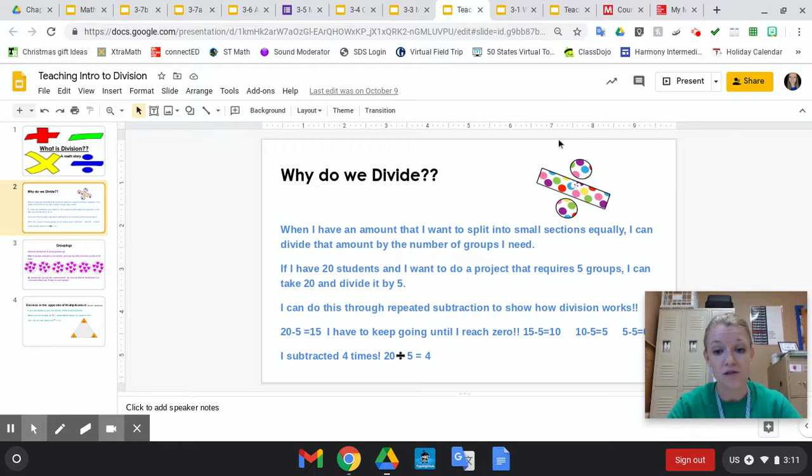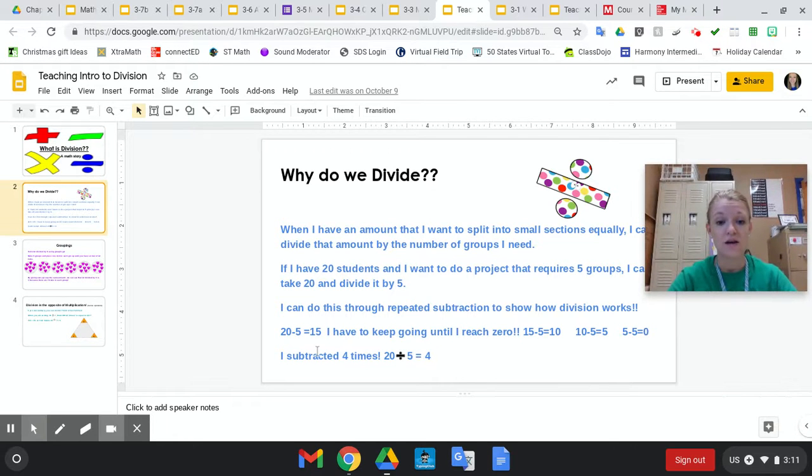I can also think about this in terms of repeated subtraction. So I could take 20 and then subtract 5 again, subtract 5 again, subtract 5 again, all the way until I get to 0, and the amount of times that I subtract is the answer. So you can see here that as I subtract, I do it 1 time, 2 times, 3 times, 4 times, and so the answer is 4.